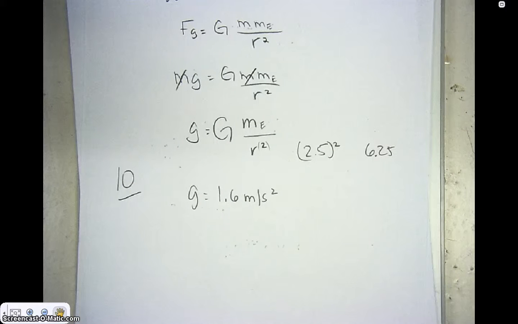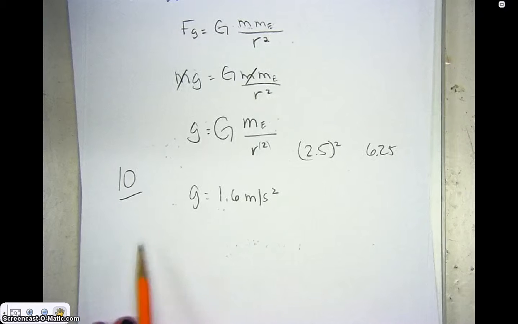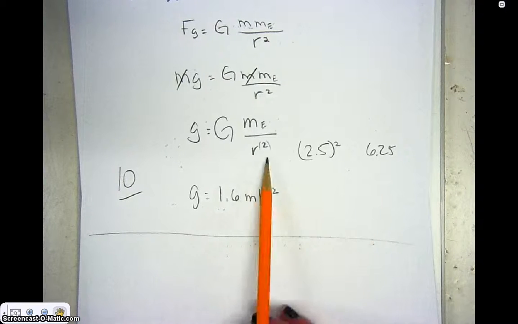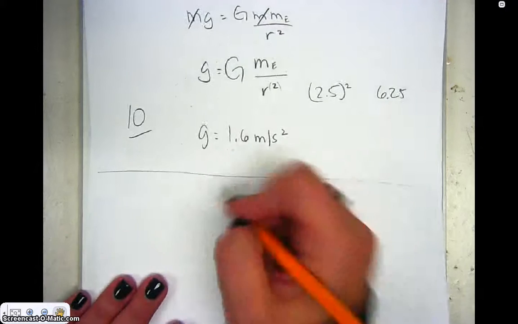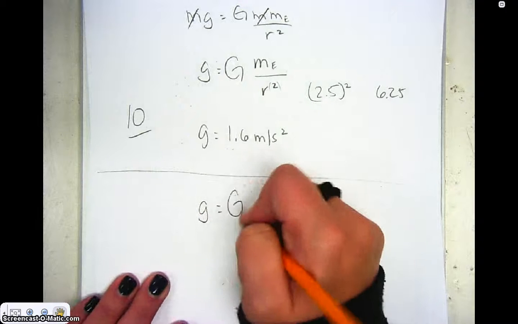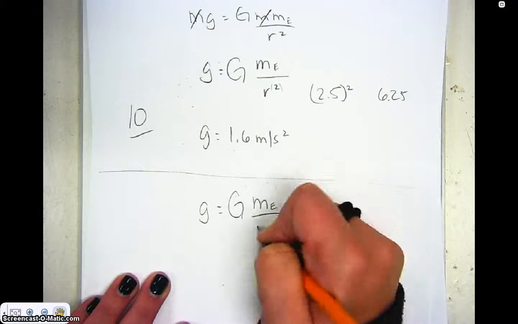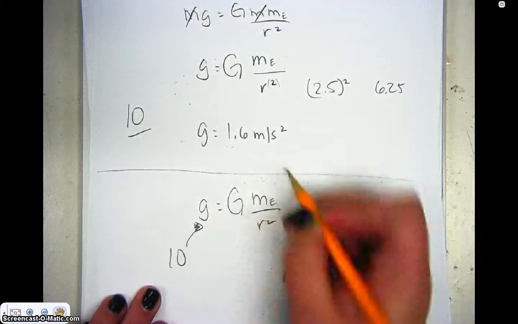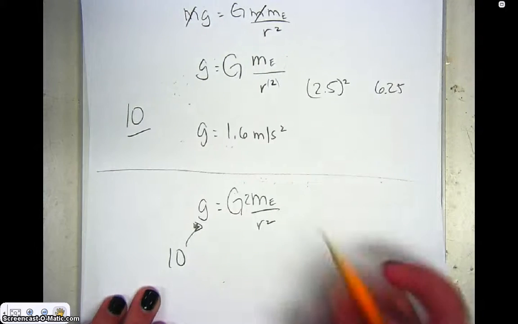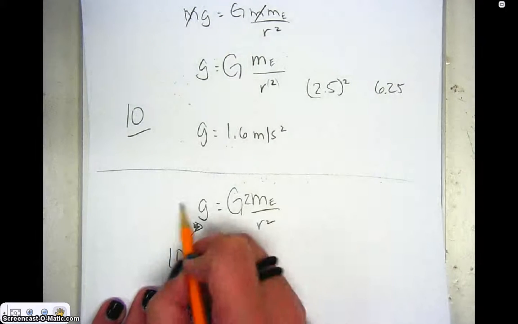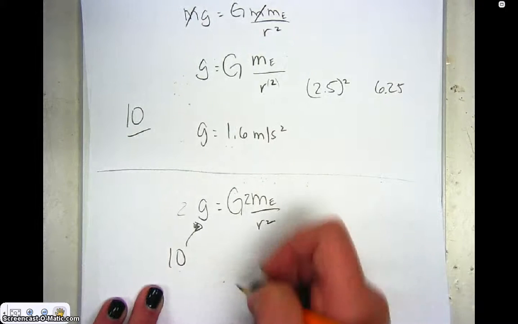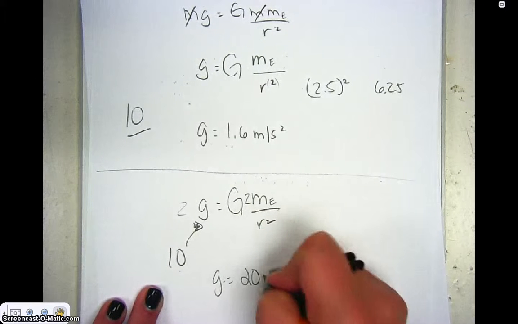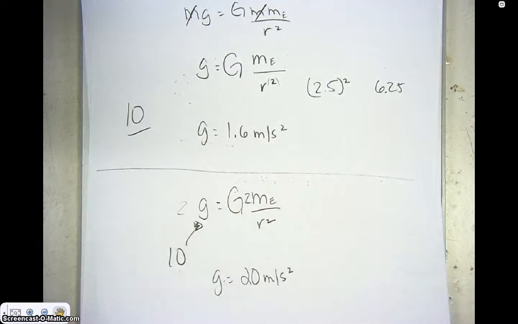Now number 28 says now you have a hypothetical planet. It's 2.5 times the mass of the Earth, but its radius is the same. So again, if we look here at G is equal to G M E over r squared, what happens to 10 if you are to double the mass? Well, doubling the mass over here should double the gravity over here. So I could just say that G is 20 meters per second squared.